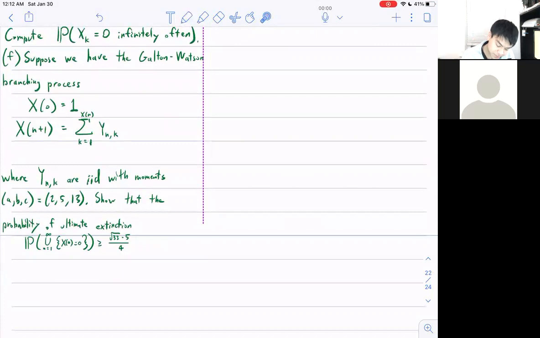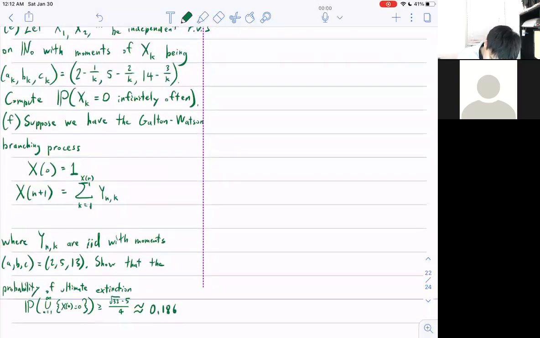So again, part F is the idea that we have a Galton-Watson branching process, and you want to find the probability of ultimate extinction. Show that it's actually greater than or equal to square root 33 minus 5 divided by 4, which I'll just write here is approximately equal to 0.186, if we actually compute that. The students on the exam were actually asked to prove a simpler result. So let's concentrate on the simpler result first.